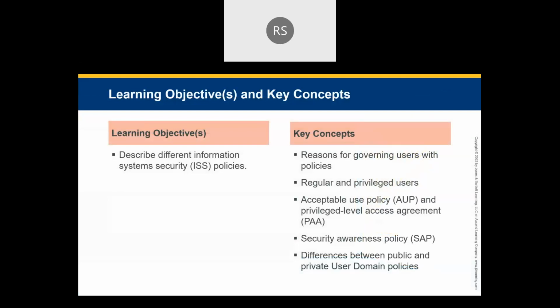Another important policy is the security awareness policy. This aims to educate and promote a culture of security among users. So this policy helps the users understand their roles in safeguarding sensitive information, recognizing potential threats, and following security best practices. Now, we're also going to look at the difference between public and private user domain policies. Public organizations often have specific regulations and guidelines that they have to adhere to, while private organizations may have a little bit more flexibility in developing their own policies.